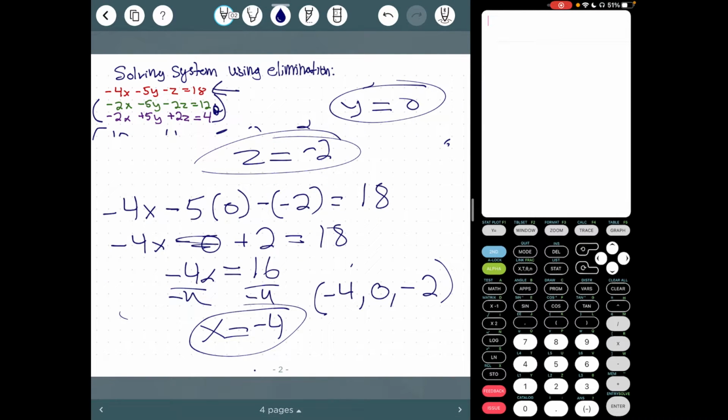The solution should be in the x, y, z format. So the x value is first, then comes the y value, and then lastly the z value. And that is our solution.